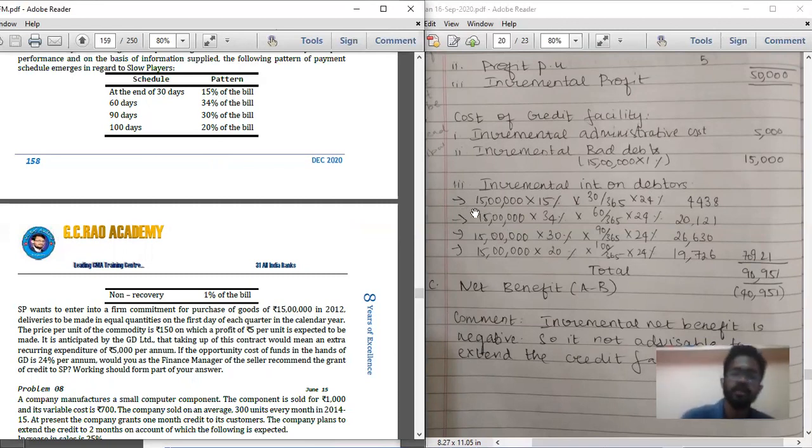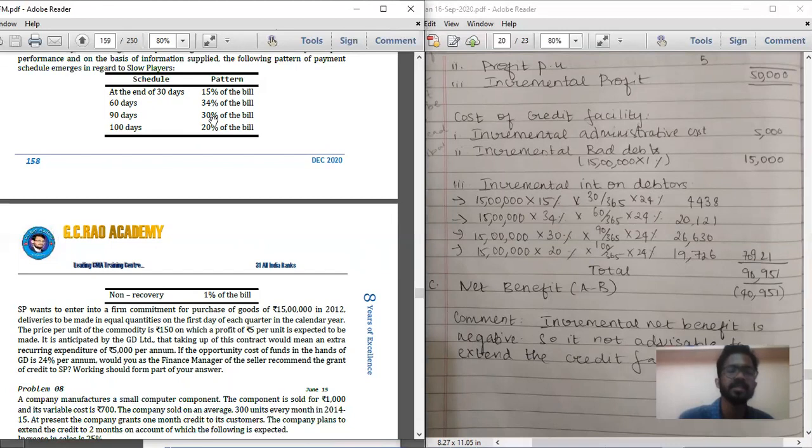So below that, first arrow mark: at the end of 30 days, 15% of the bill. So 15 lakhs into 15% into 30 divided by 365 into 24%. The return on investment expected is 24%. So in the inner amount column record 4,438.